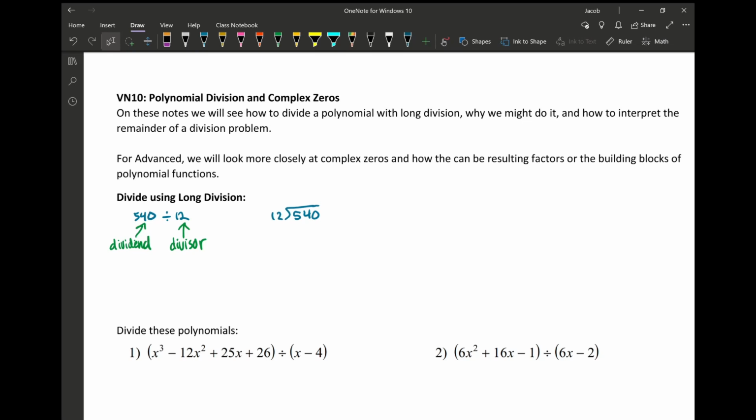For these notes, we'll look at how we divide polynomials with long division, why we would need to do it, and how to interpret the remainder of a division problem. And then for advanced, on the second half of these notes, we're looking more at complex zeros and how those contribute to the factors in polynomials and how they can be used to build up polynomials as well.